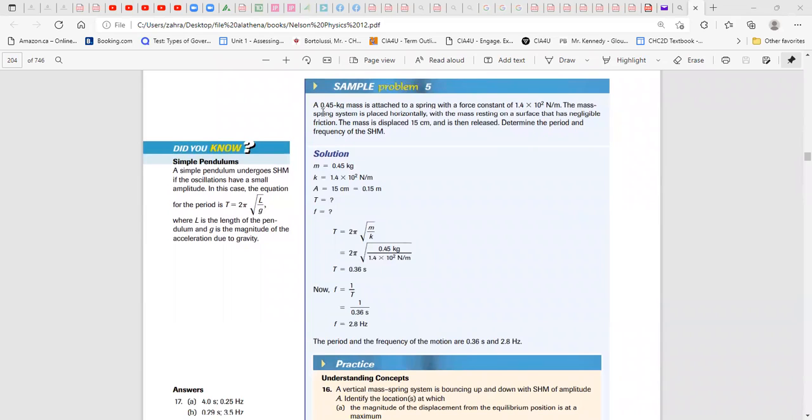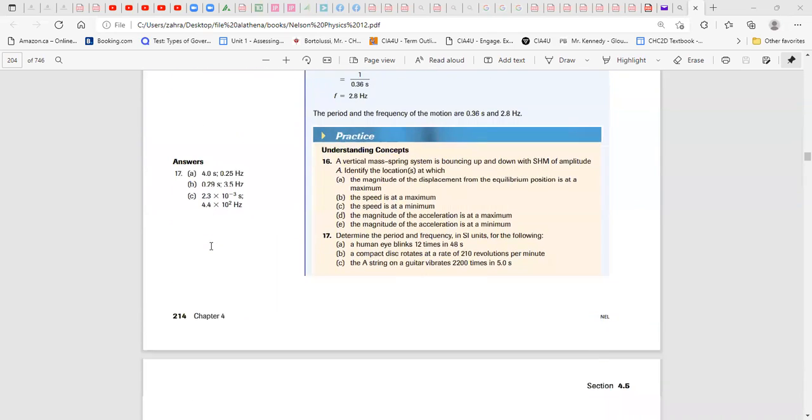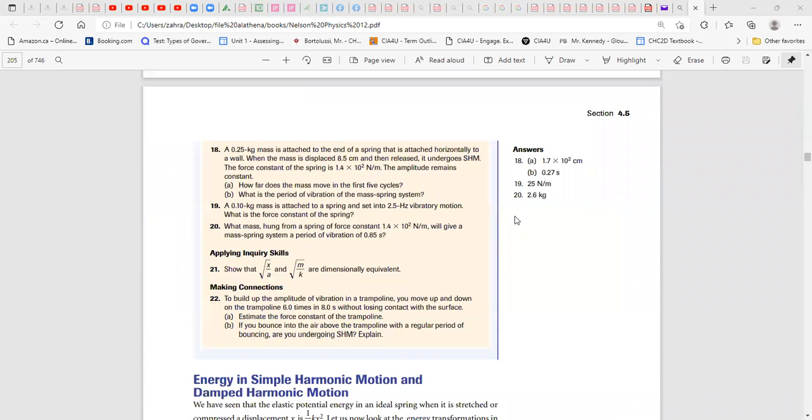Here is an example. A 0.45 kilogram mass is attached to a spring with a given force constant. The mass-spring system is placed horizontally with the mass resting on a surface that has negligible friction. The mass is displaced 15 centimeters and then released. Determine the period and frequency. Knowing that the period is 2π times the square root of m over k, the mass is given and k is given, so you can find the period. The frequency is simply 1 over the period. We can practice questions number 17, 18 and 19 here.